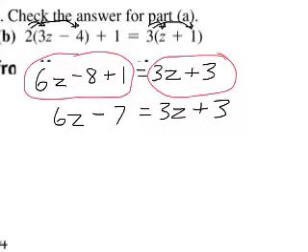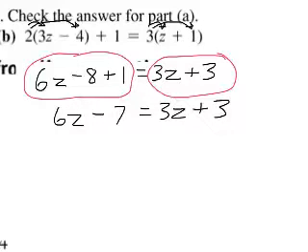Okay, so now we want to get our variable terms on one side and our constants, our numbers, on the other side. So let's do one at a time. Let's bring our constants, our numbers, over to the right side. Well, we're not bringing them over. We're going to eliminate them on the left, and that will put all constants on the right.